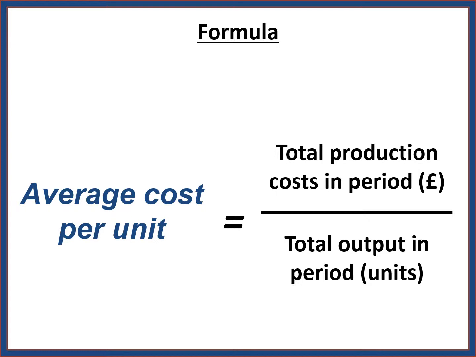Now the formula for this is average cost per unit equals total production cost in a period divided by the total output in a period. So quite nice and easy that really, isn't it? You just take however much it cost you to produce everything and then divide it by however many you made.